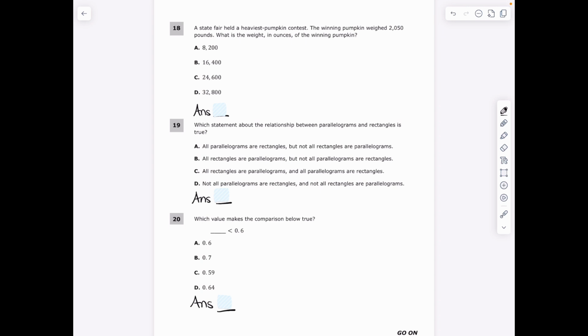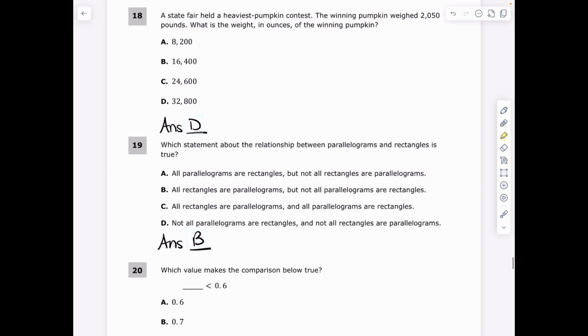All right, let's look at 18, 19, and 20. The answers are D, B, and C. Check off, and we'll start going over it. Let me make this a little bit bigger so I have space.